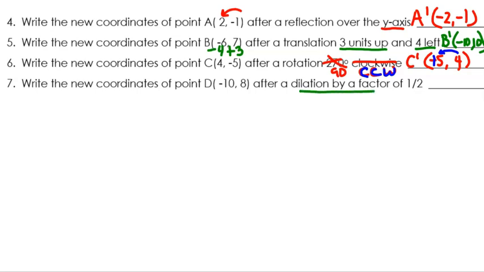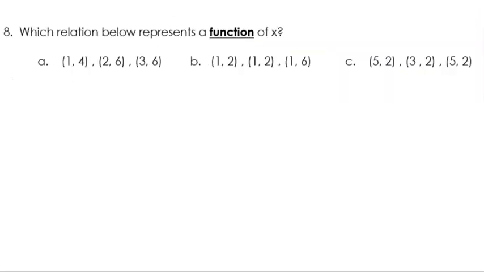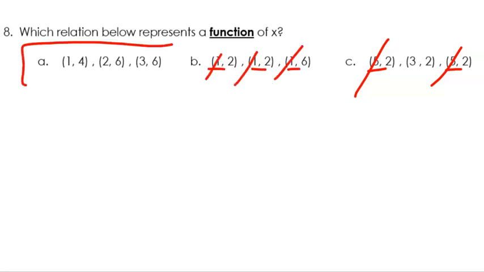The last one asks us to dilate by a factor of 1/2, which means we're going to multiply each coordinate by 1/2, making d prime negative 5, 4. Question 8 is another question about functions. Which one of the functions listed below is correct? Well, actually, these are all relations. We're going to decide which one is the function. And we're going to do that by looking at the x values. If you have a repeat, you're not a function. And this one, every input has only one output.